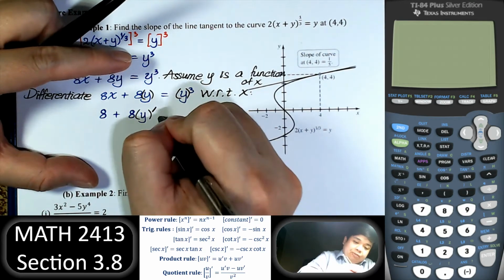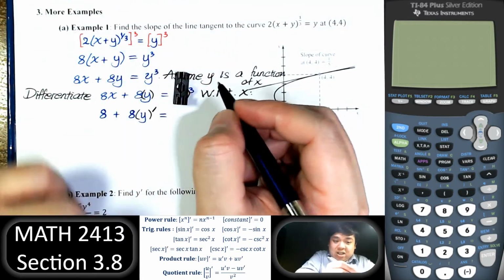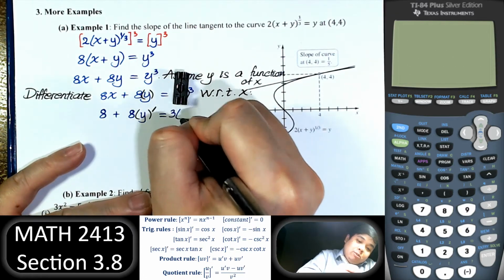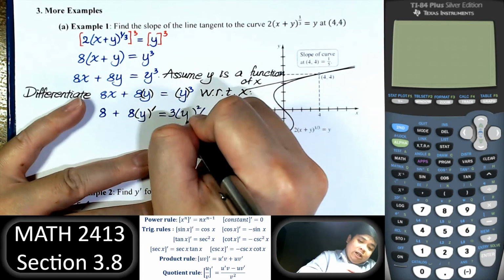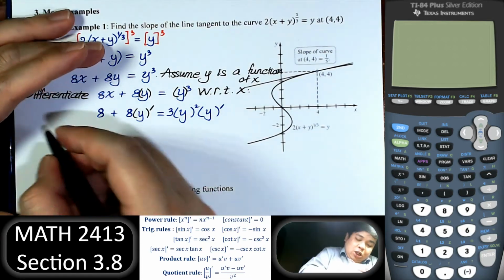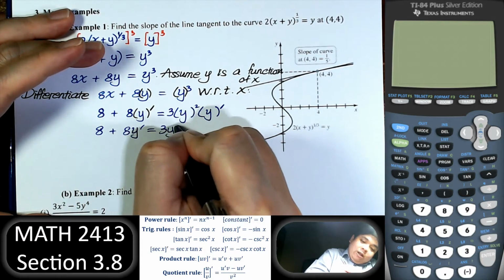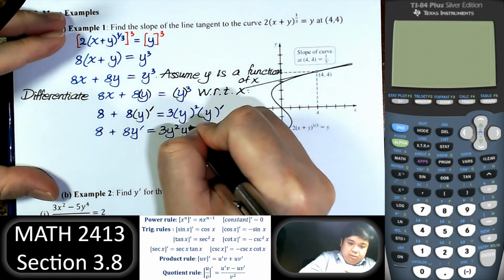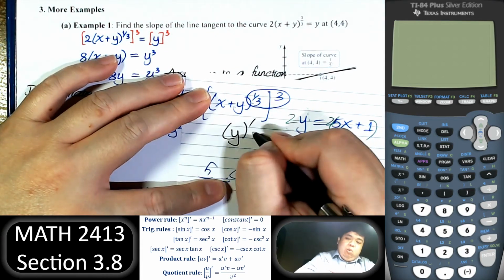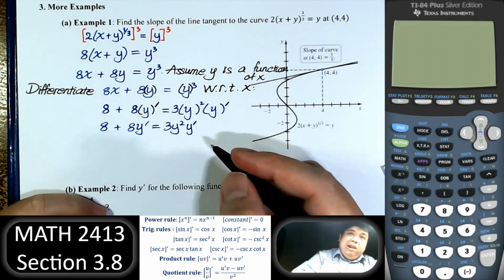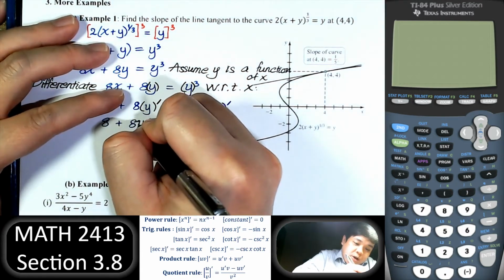the derivative of the parentheses. Next, the parentheses cubed. Doesn't matter what's inside the parentheses, something cubed is going to be 3 times something squared, and then the derivative of the parentheses, which happens to be y here. So we write this: 8 plus 8y prime equal to 3y squared times y prime. I will talk about that in a minute. But here we solve for y prime.